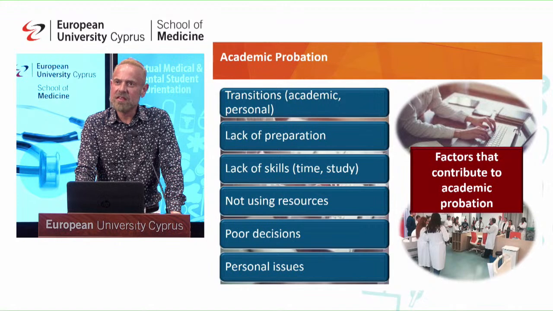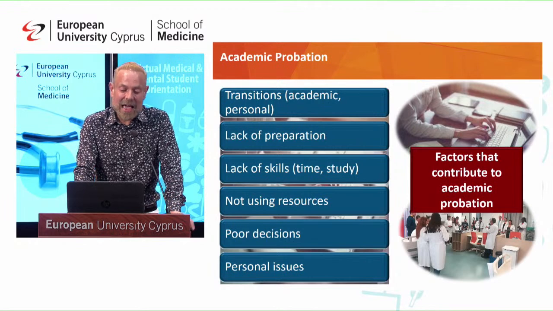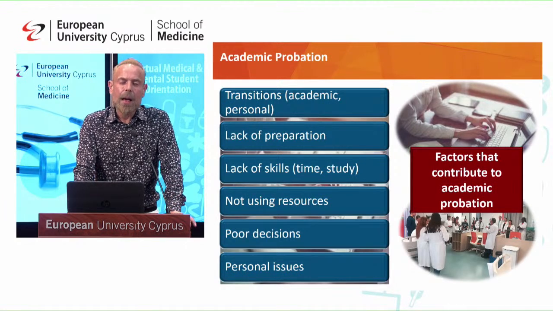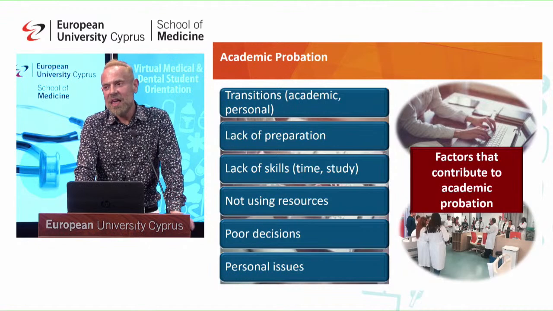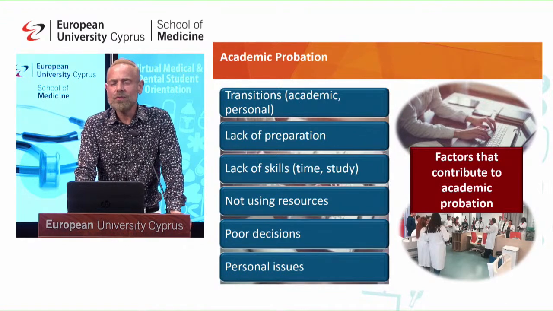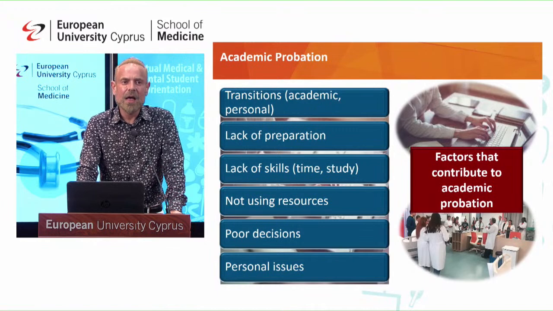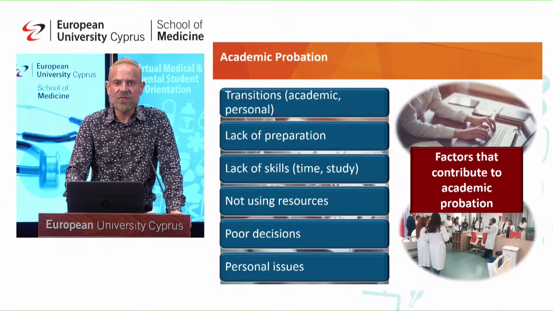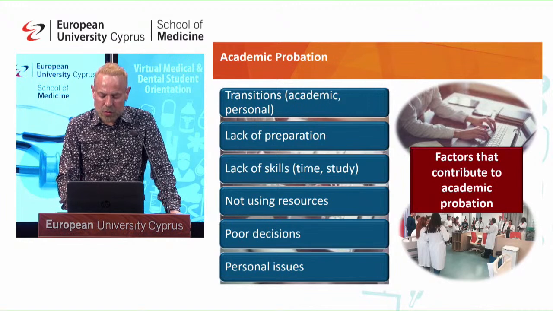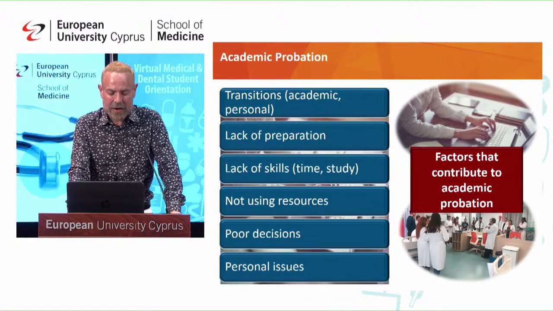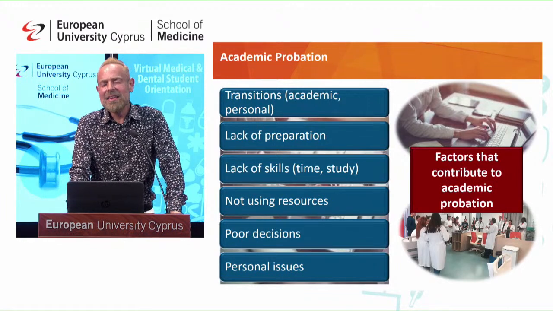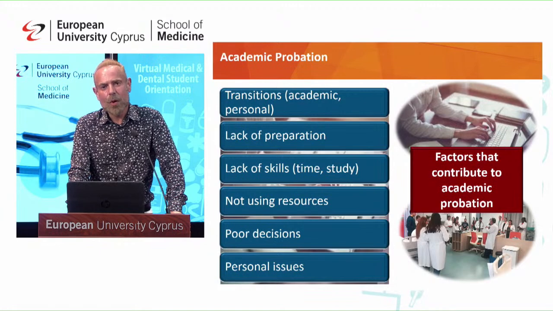The other problem is that the student may not be using all the available resources. Some students just use the lectures, which are not enough. Some students use the textbooks, which again are not enough. Poor decisions. You may think that, okay, I will not do very well in biochemistry because what am I going to do with biochemistry? But if you fail biochemistry, this failure will be carried along to the rest of your academic career. And in the majority of the cases, the problem lies with personal issues.